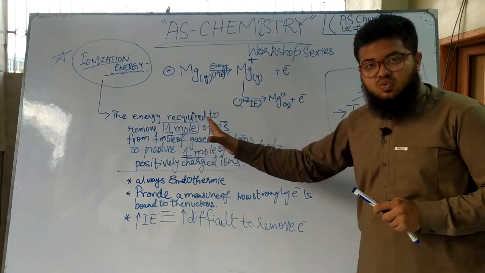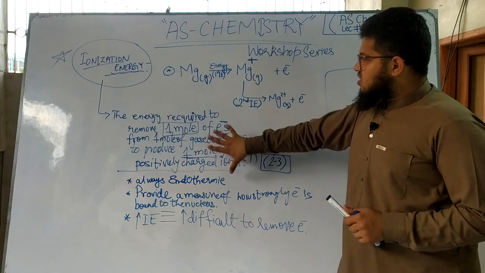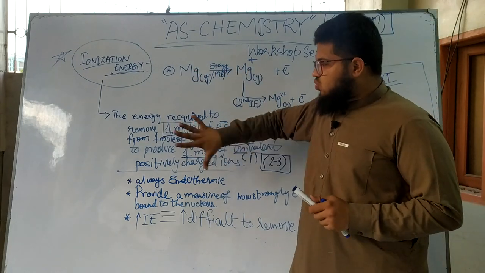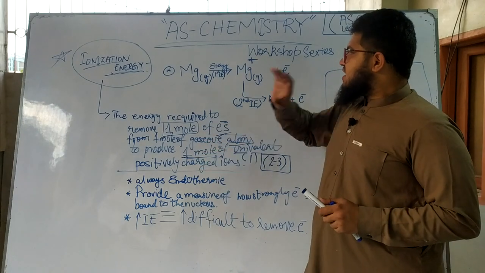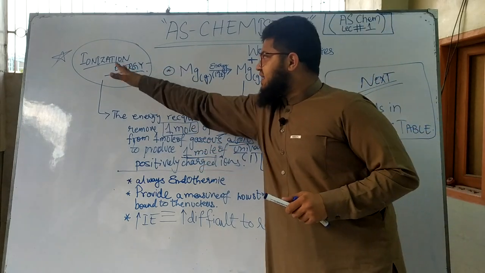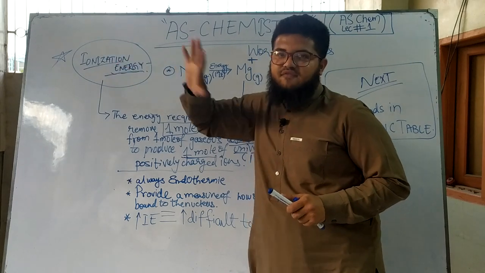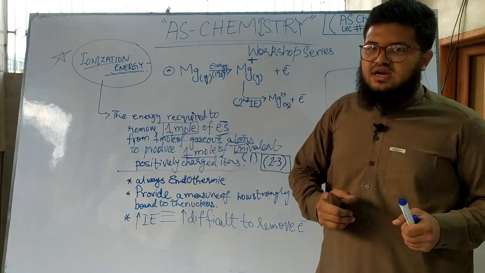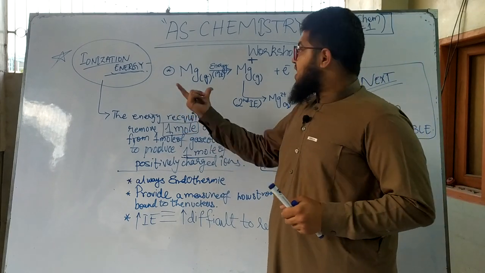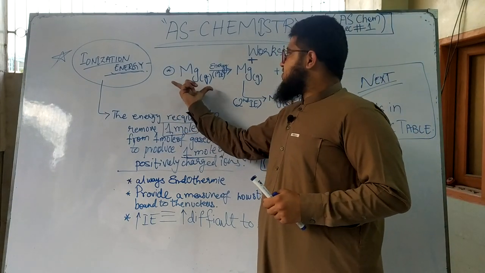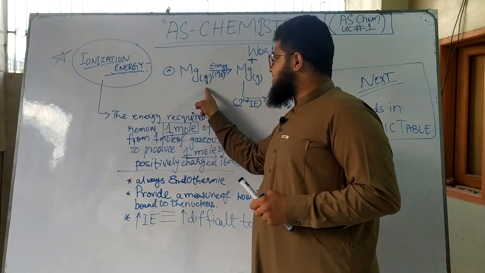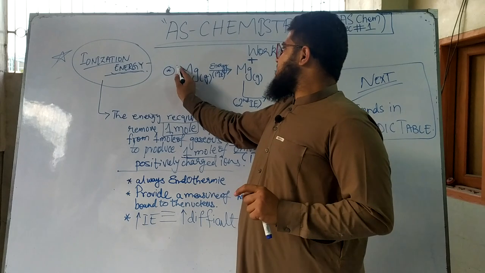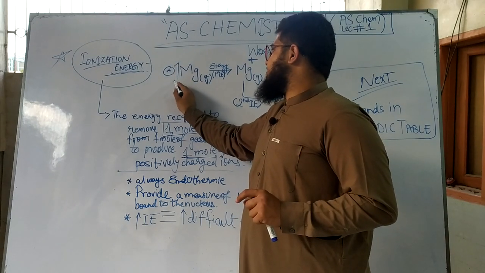All right, now let me explain what that actually means. In order to explain, you must look at this example over here. What this definition is trying to tell you is that, as the name suggests, ionization energy is a form of energy. And what sort of energy? It's the sort of energy that we provide to gaseous atoms. Over here I've got magnesium atoms in the gaseous state, and one mole of magnesium atoms is used. Okay, this is just one mole of magnesium.